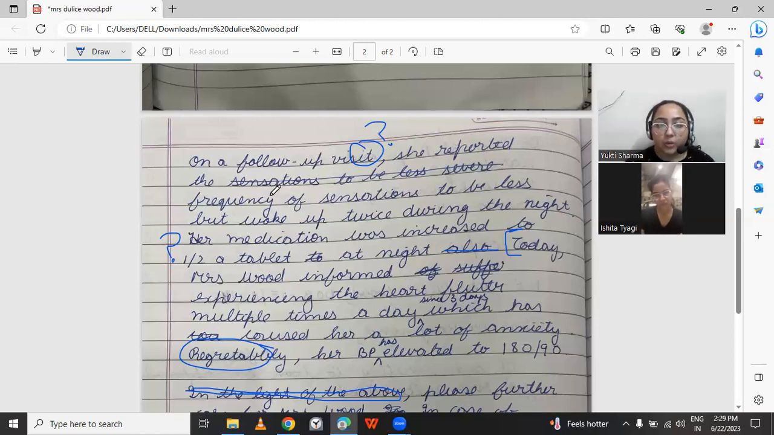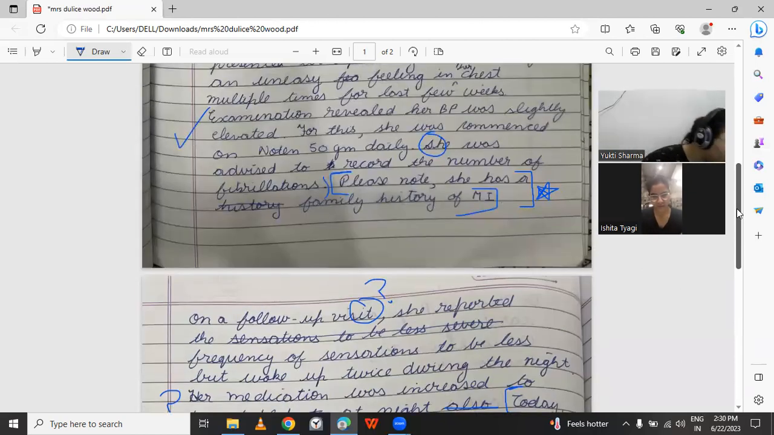You can say she reported the frequency of sensations to be less, and blood pressure was also stable, but she woke up twice during the night. Her medicine was increased to half a tablet at night. Okay. Because it was high. I'm sorry. Yeah, sure, sure.